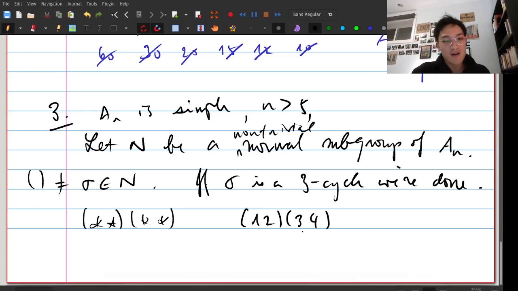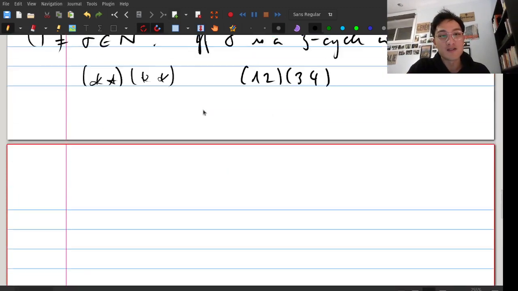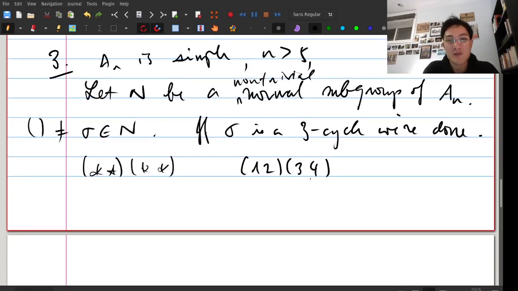Is that correct? I'm actually starting to have a bit of a crisis of faith. If you only move 3 things, you're a 3-cycle. So if you're not a 3-cycle, you have to move at least 4 things. Or you could move 2 things, but then you wouldn't be an even permutation anymore. Okay, so it moves at least 4 things.